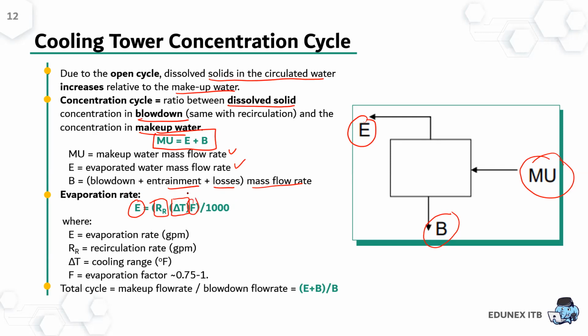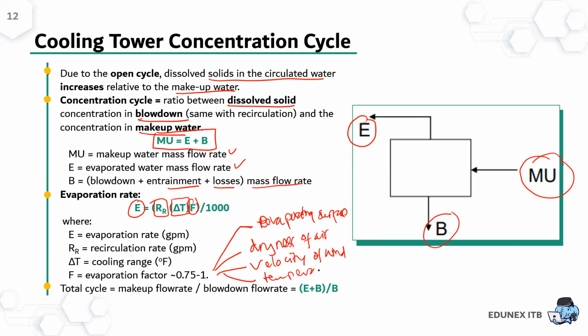So the evaporation factor is commonly influenced by several parameters. We have the evaporating surface, the dryness of air, the velocity of the wind, for example, the temperature of the fluids, and the last one is the concentration of evaporating substance.